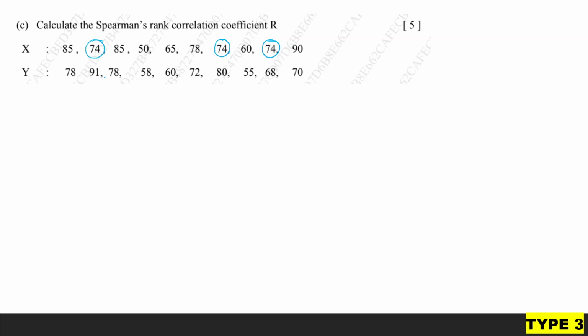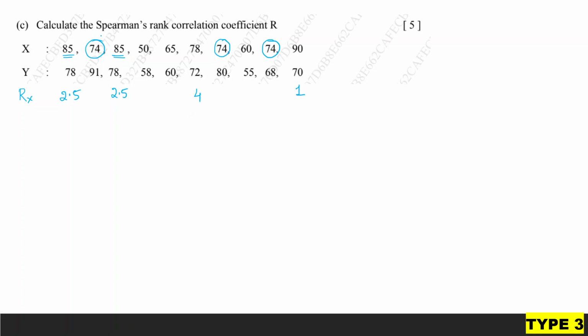So I can help you with the ranking here because you've not taken a 3 repetition. If I look at the rank of X, like starting from the maximum, so 90 will be 1. The next lowest is 85, which is twice repeated. So 2 and 3 ka average will be 2.5. Next rank will be 4.